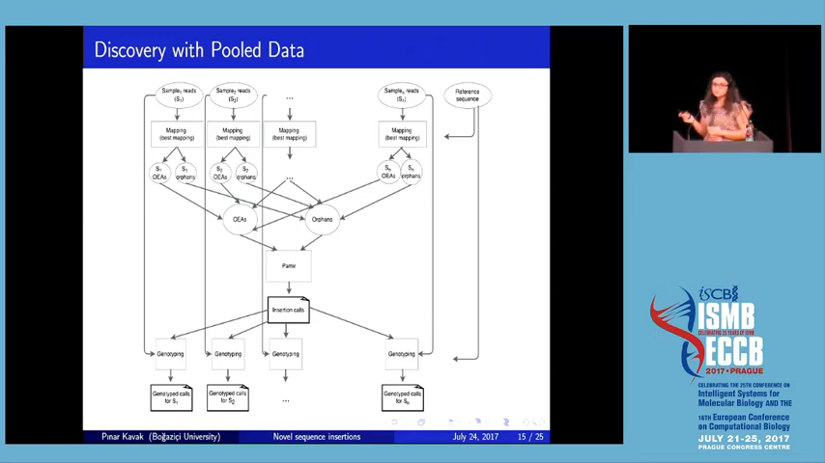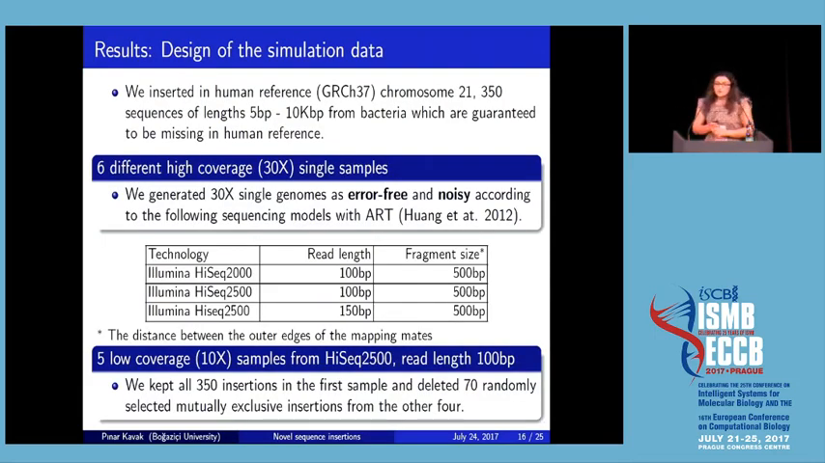Now I'm going to talk about our results. First, we designed the simulation by inserting sequences into the human reference as follows. We inserted into human reference GRCh37, chromosome 21, 350 insertions whose lengths differ from 5 to 10,000. We got the insertions from Methylobacterium, which are guaranteed to be missing in the human reference. As a result, these sequences will generate one-end anchors and orphan reads, and therefore are detectable by any computational tool.